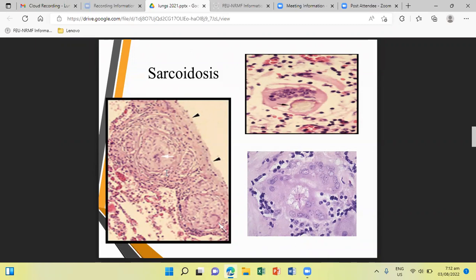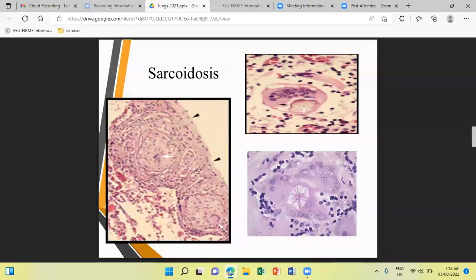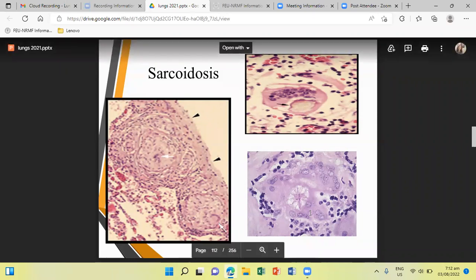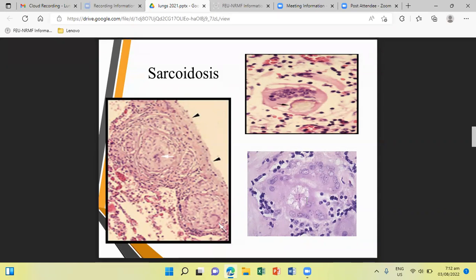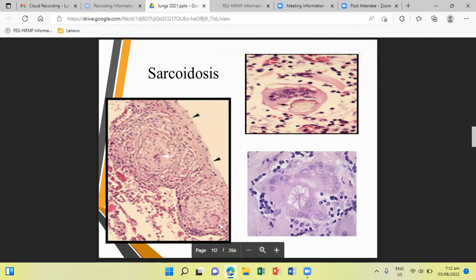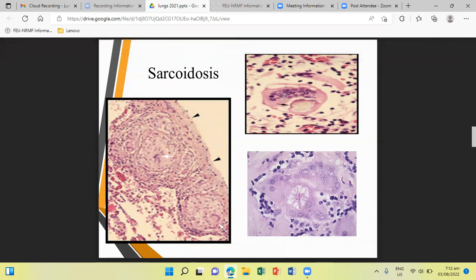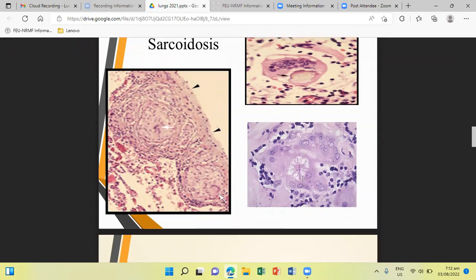In addition to granulomas, you may also see laminated calcium concretions, and this is what we call Schaumann bodies. You may also see asteroid inclusion bodies, which are another structure commonly seen in patients with sarcoidosis. So let's wrap that up: granulomas, Schaumann bodies, and stellate asteroid inclusion bodies.